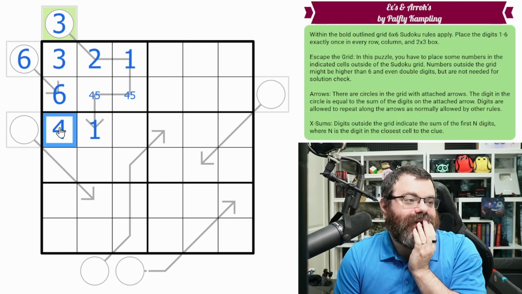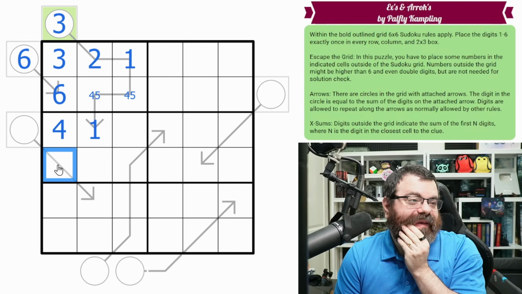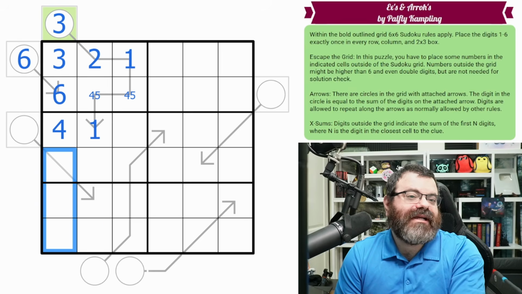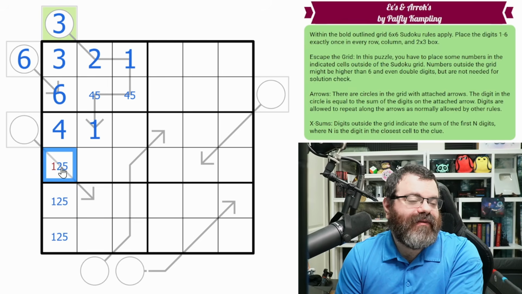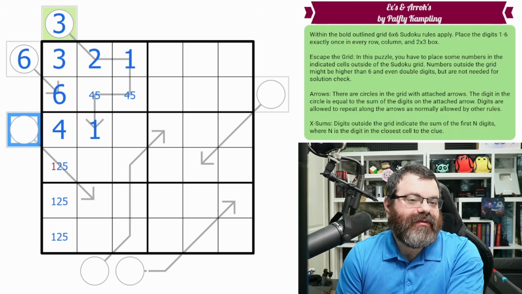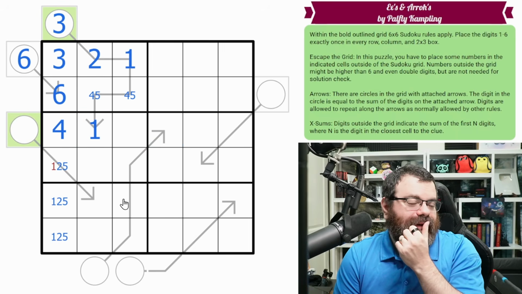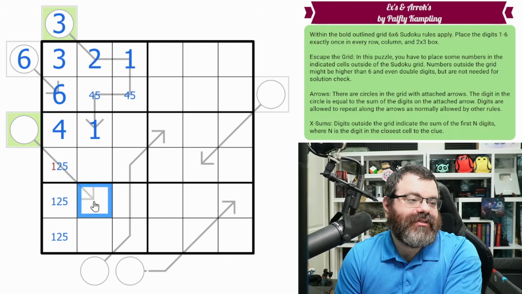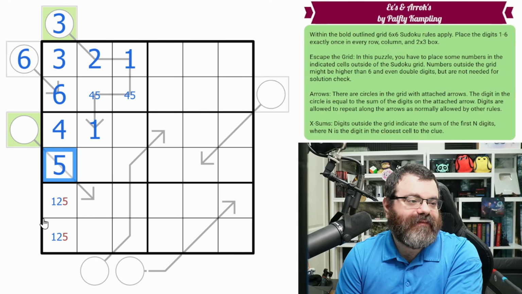Now that this is a 4, so actually, let's think about this column. It's 1, 2, 5. I don't think 1 and 2. So 4 adds to at least 10. So this is green because it's at least 10. Which means we can't use 1 or 2 because there's no 8 or 9. So this is a 5.